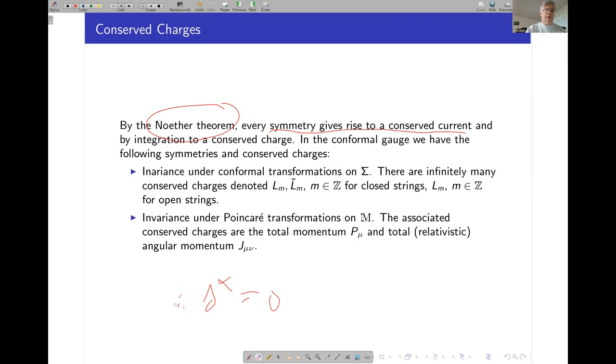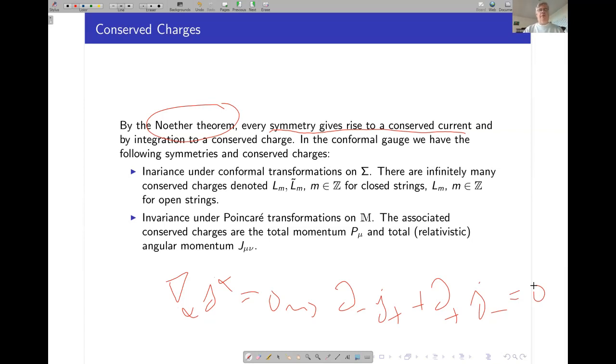then I should write this as a covariant conservation equation. But of course, in the conformal gauge, this becomes something that we can write with partial derivatives, because the worldsheet metric is flat. And in fact, if you write it out, then such a conservation equation in light-cone coordinates takes this form here.